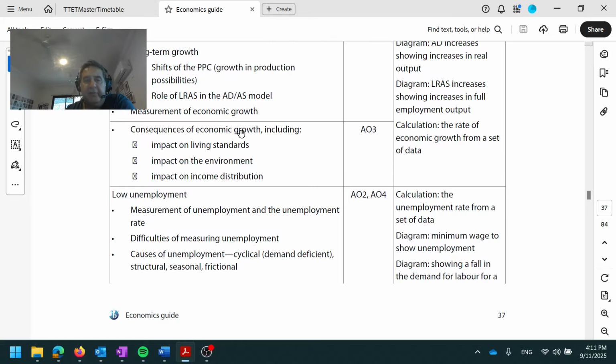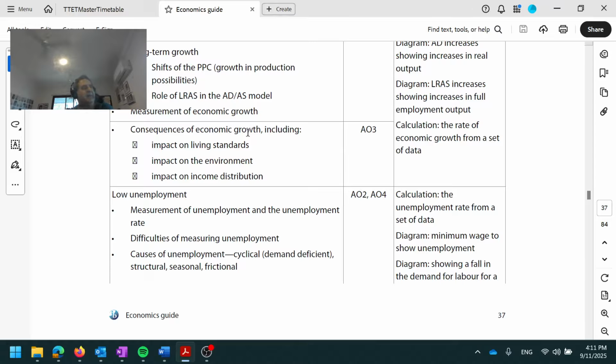Okay, so consequences of economic growth. Again, this is something they can ask you on paper one, part A. Just some of the consequences of economic growth, the good things about it, but also some of the negatives. So, rapid economic growth in particular might impact sustainability or the quality of the environment.